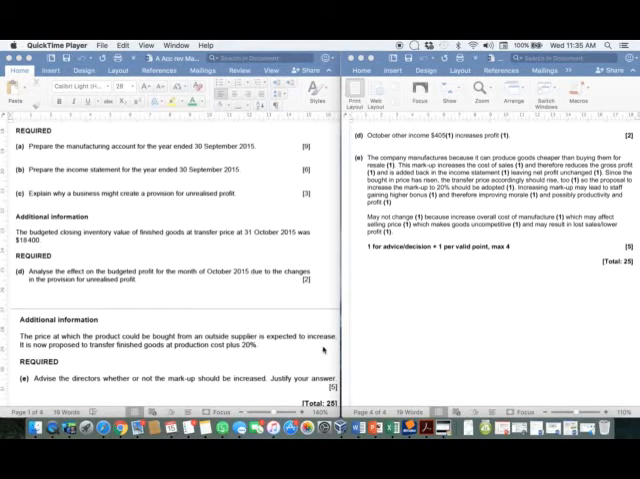More additional information is given, so read it very carefully. The price at which the product could be bought from an outside supplier is expected to increase. It is now proposed to transfer finished goods at production cost plus 20%. So where we were using 15%, it's now suggested that we change it to 20%. The question is, advise the directors whether or not the markup should be increased and justify your answer.